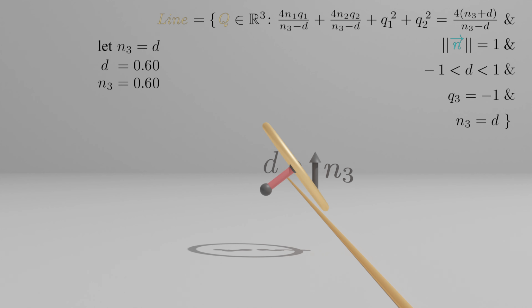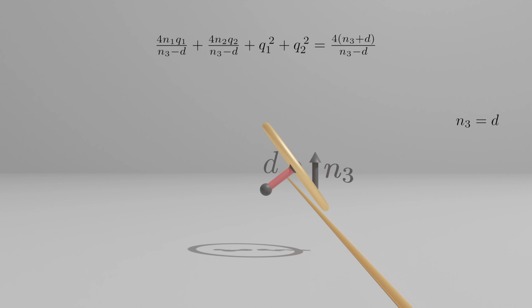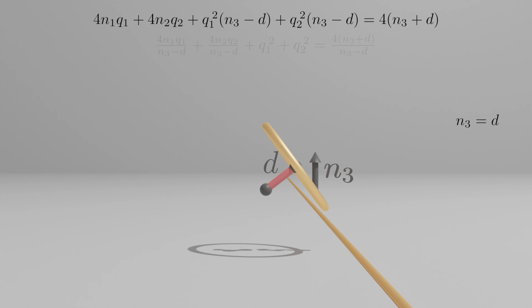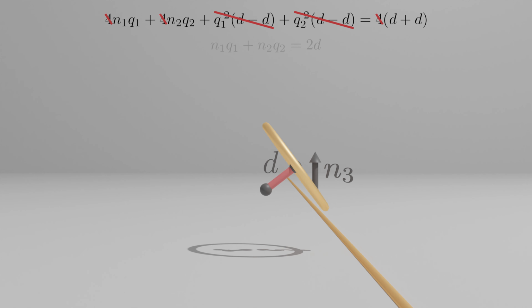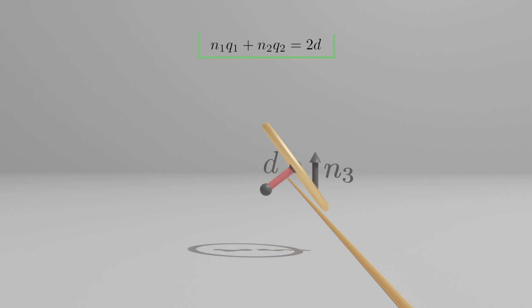To simplify the first condition of the line in the plane, let's take a step backwards and revert back to the equation we had right before we performed the divisions. Here, if we let n3 equal d by plugging in a d for every n3, we get this equation. Some of the terms cancel out to 0, then the fours cancel out. This equation then reduces to n1q1 plus n2q2 equals 2d. This is the fully reduced equation for our line in the plane.